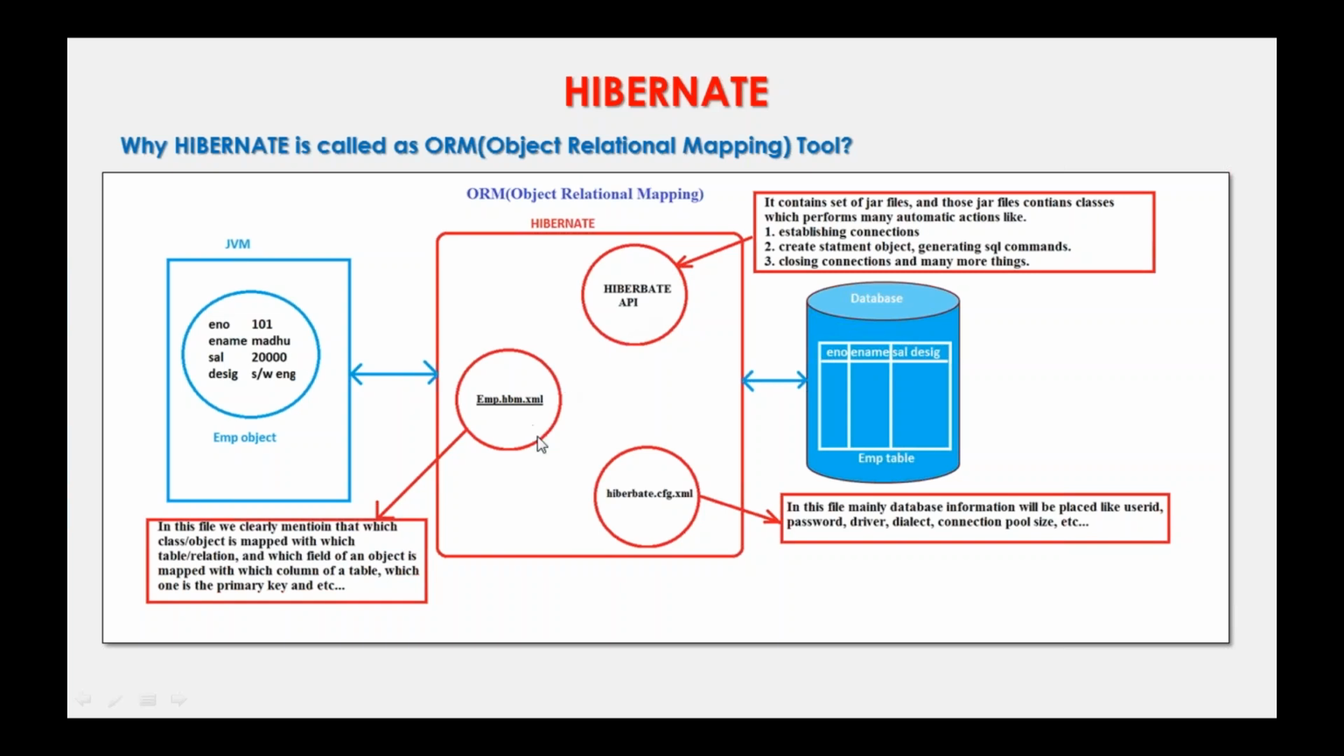Second point. What is this HBM file? See this second oval, the emp.hbm.xml file. In Hibernate, you need to take care of two things: the HBM file and the configuration file. By default, the Hibernate API I can include by using jar files. Hibernate API means a set of jar files, that's it. I can include them. In those jar files, we have packages, classes, etc.